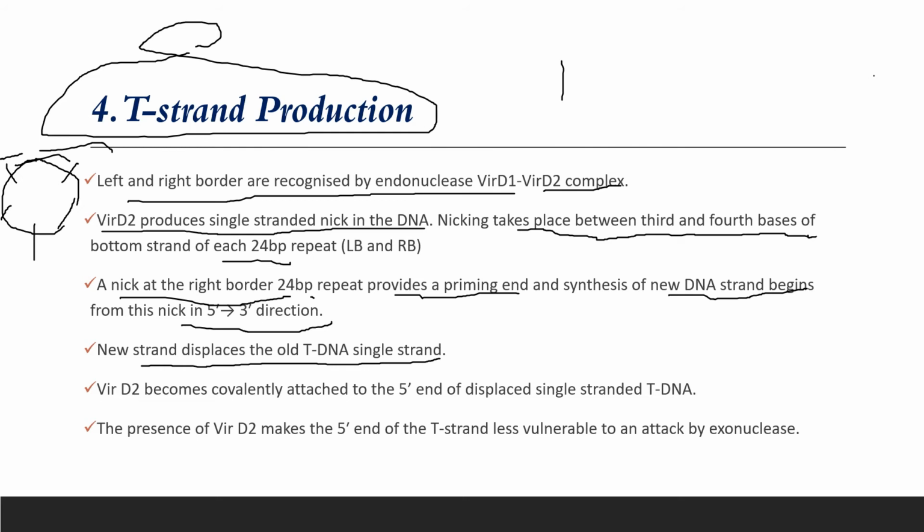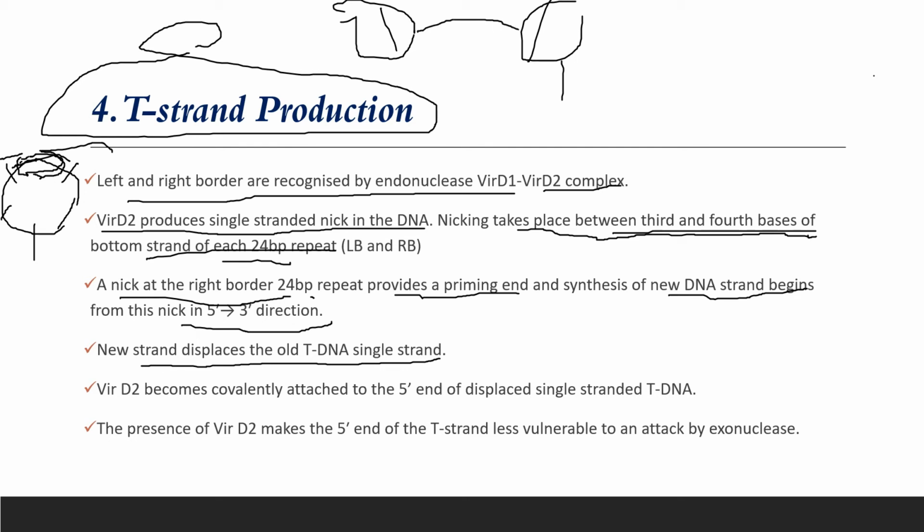So virD2 produces a single-stranded nick in the DNA, and the nicking takes place between the third and fourth bases of the bottom strand of each 24 base pair repeat. We know that the region at the left and right border consists of 24 base pairs. Alright. So let's say this is the left border and this is the right border. In between there are 24 base pairs. Alright.